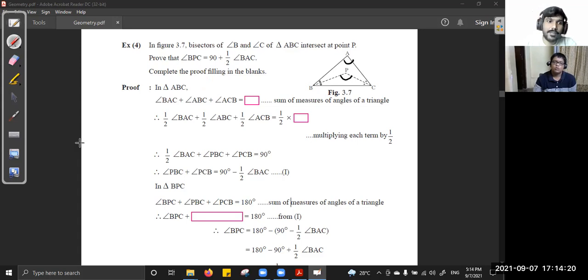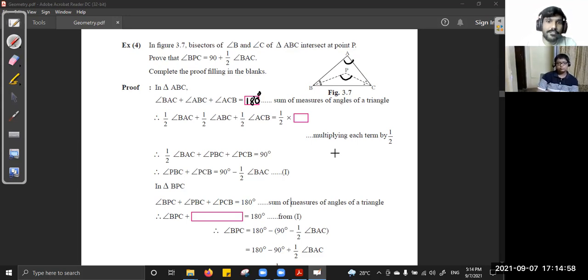Now look into triangle ABC. In triangle ABC, you add all the angles. So angle BAC plus angle ABC plus angle ACB. That is all three angles. BAC is this one, ABC is this one, ACB is this one. So the sum of the measures of all the angles in a triangle is equal to what? 180 degrees. So here, 180 degrees.